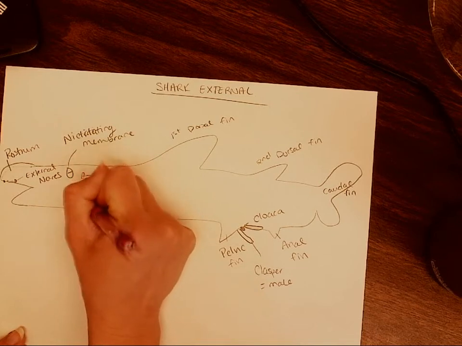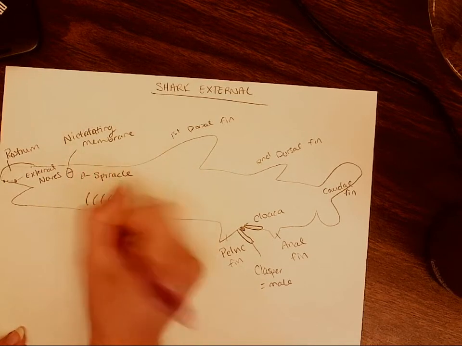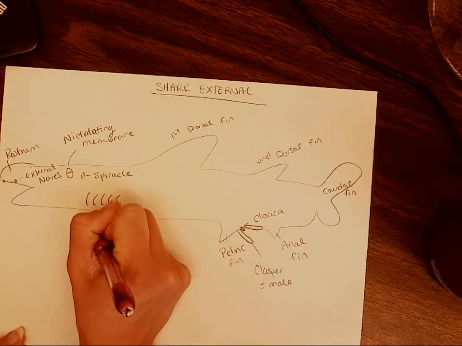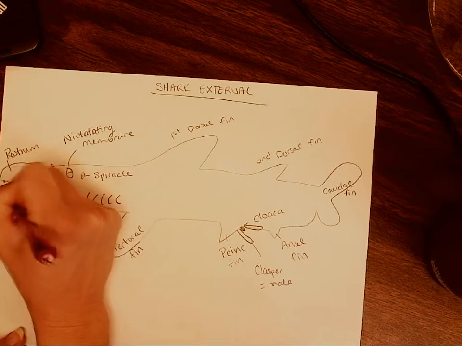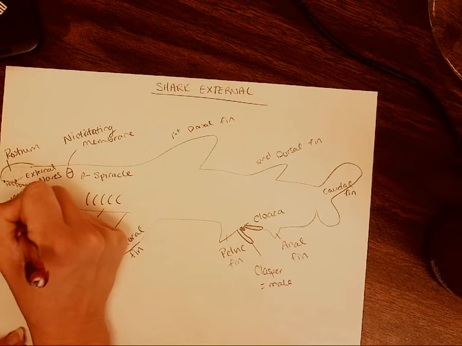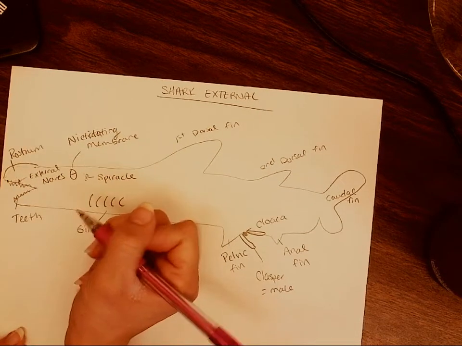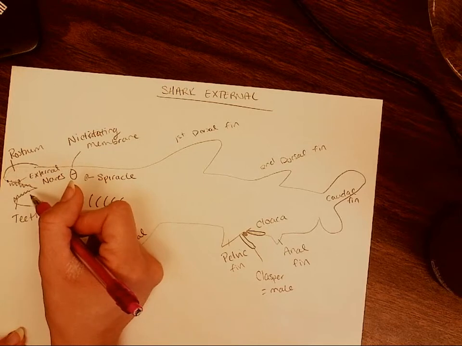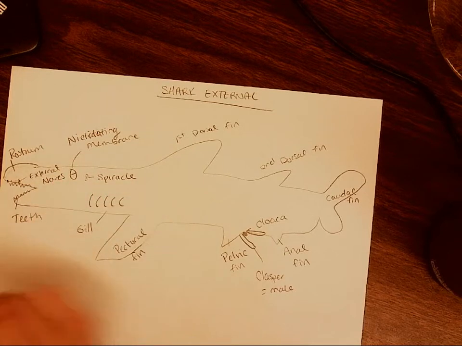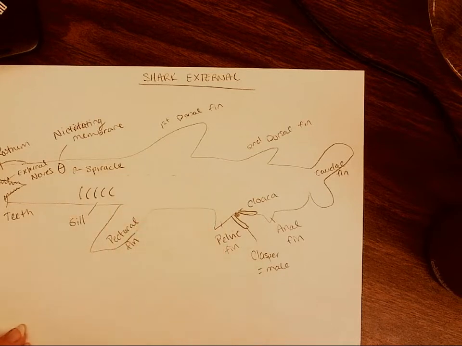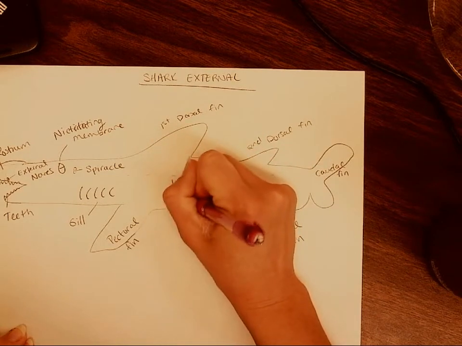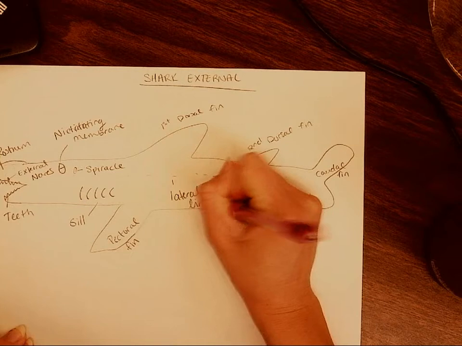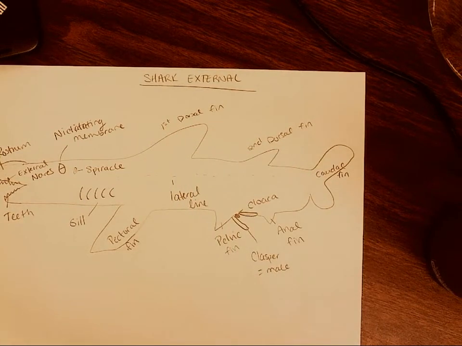So with our spiracles here, let's go ahead and we'll put some gills on our shark, and we're going to see there's 5 gill slits on either side. And then we'll go ahead and draw some teeth on our shark. Lots and lots of rows of teeth. As these teeth get worn down and fall out, a new row of teeth are going to pop up. And then lastly, externally on our shark, we're going to see a lateral line. And this is used to detect movement and pressure in the water so they can find their prey.